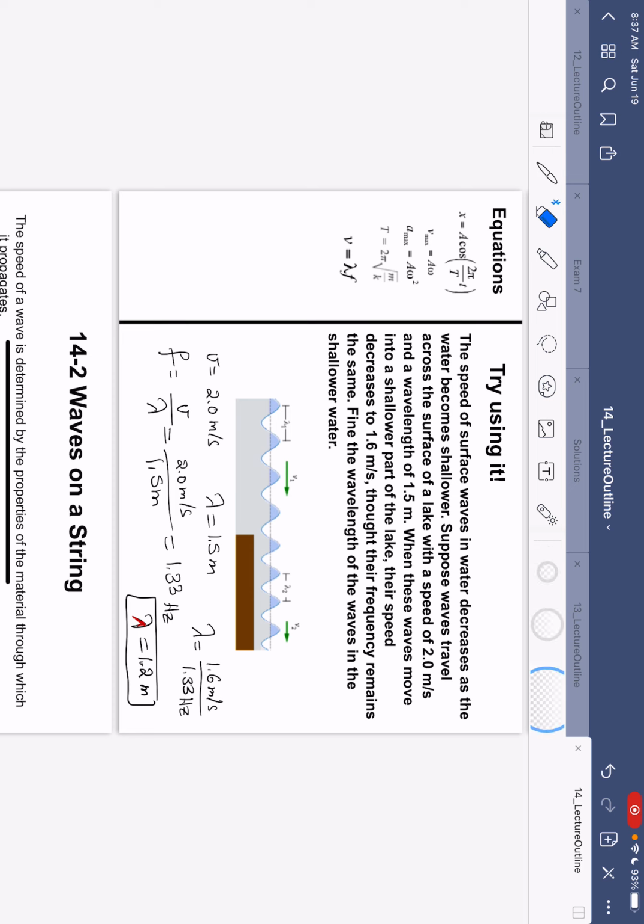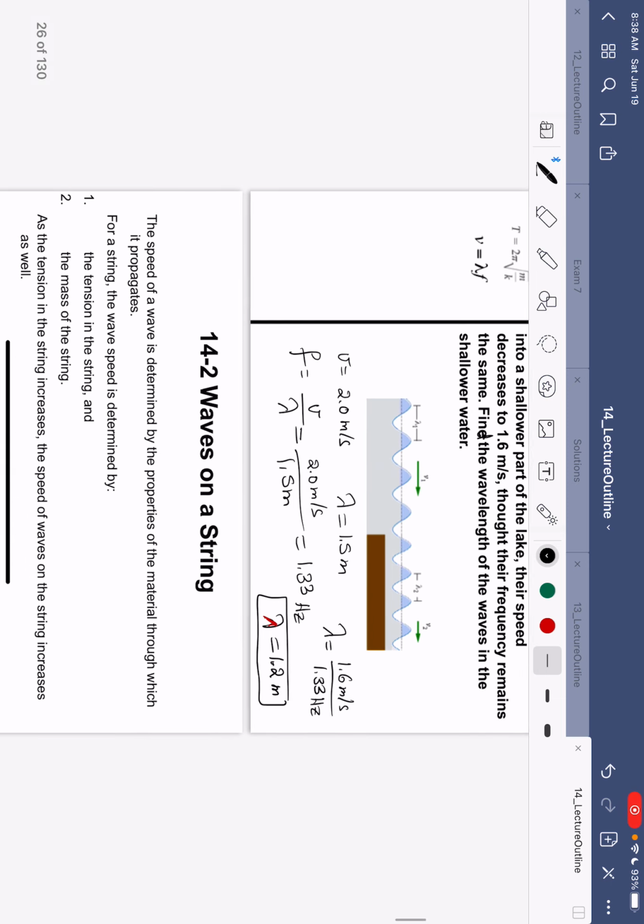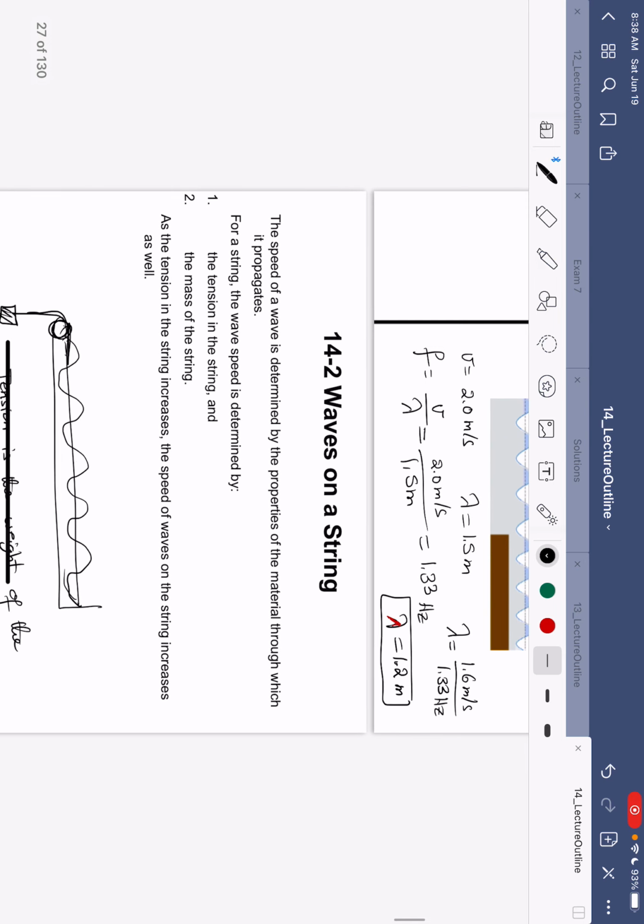Now, here I will say, they said that the frequency is the same. Then I will use the first information, which is the velocity V, the speed 2, and lambda 1.5, to find what is really the frequency. The frequency is V divided by lambda, which is 2 divided by 1.5, it is 1.33. Then I will use the same frequency to calculate the second lambda, which is going to be 1.2 meters.